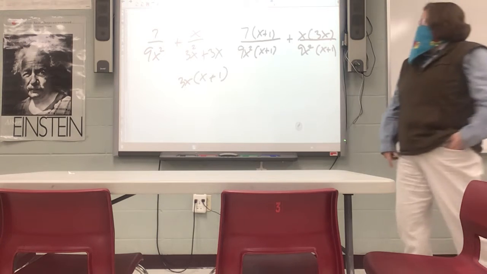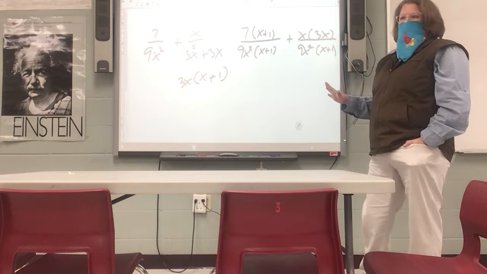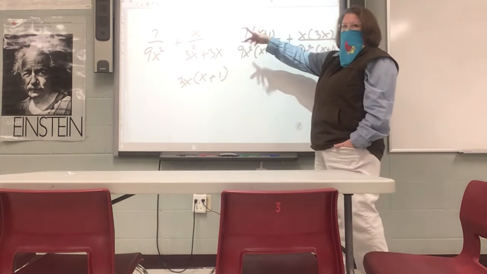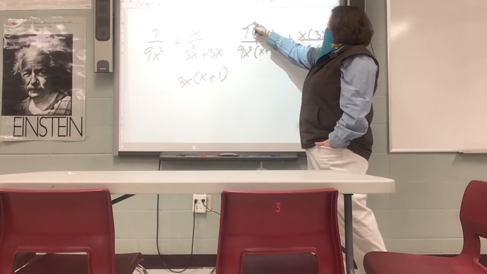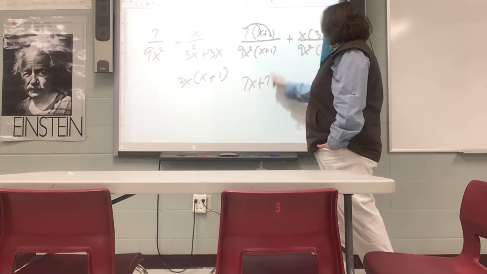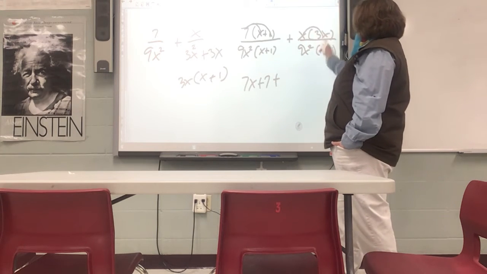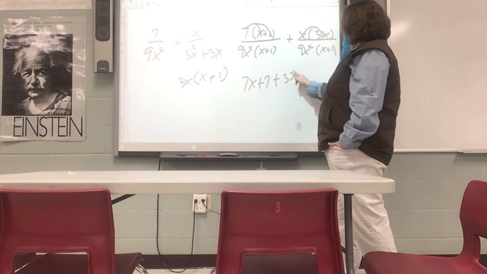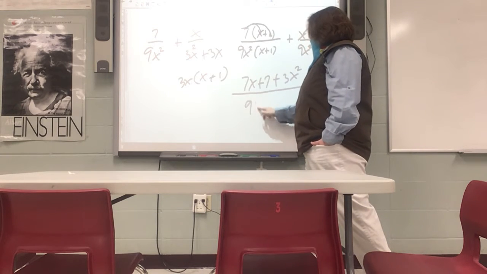Okay, so now that's the hard part. We're just doing easy math now. Here's what we're going to do, start cleaning stuff up. So I'm going to have a 7x plus 7 plus 3x squared, all over my common denominator.